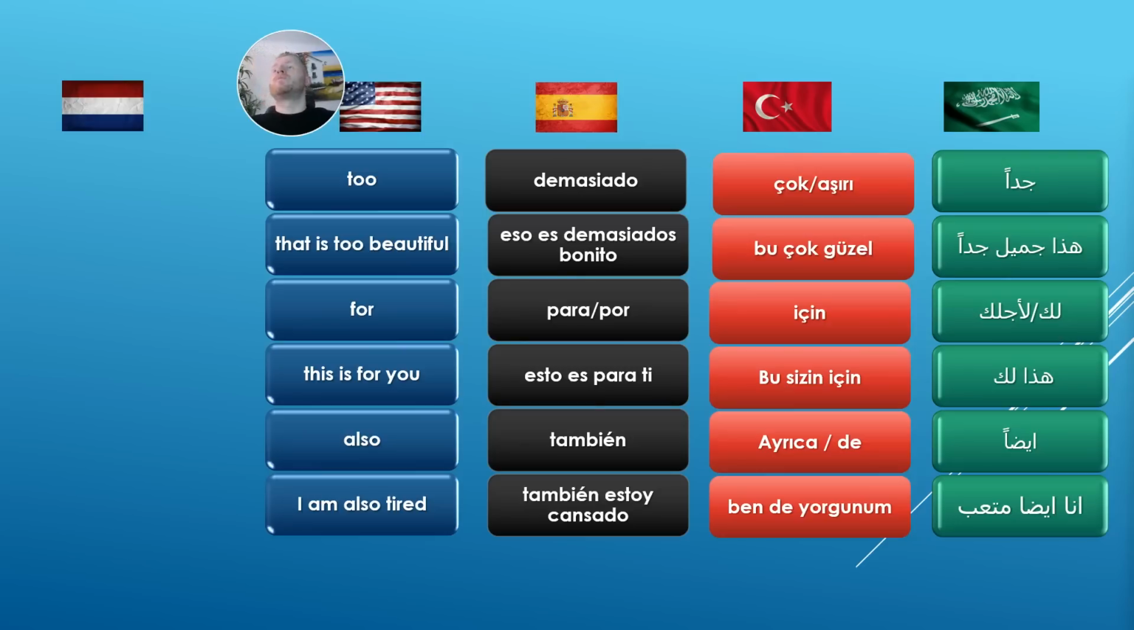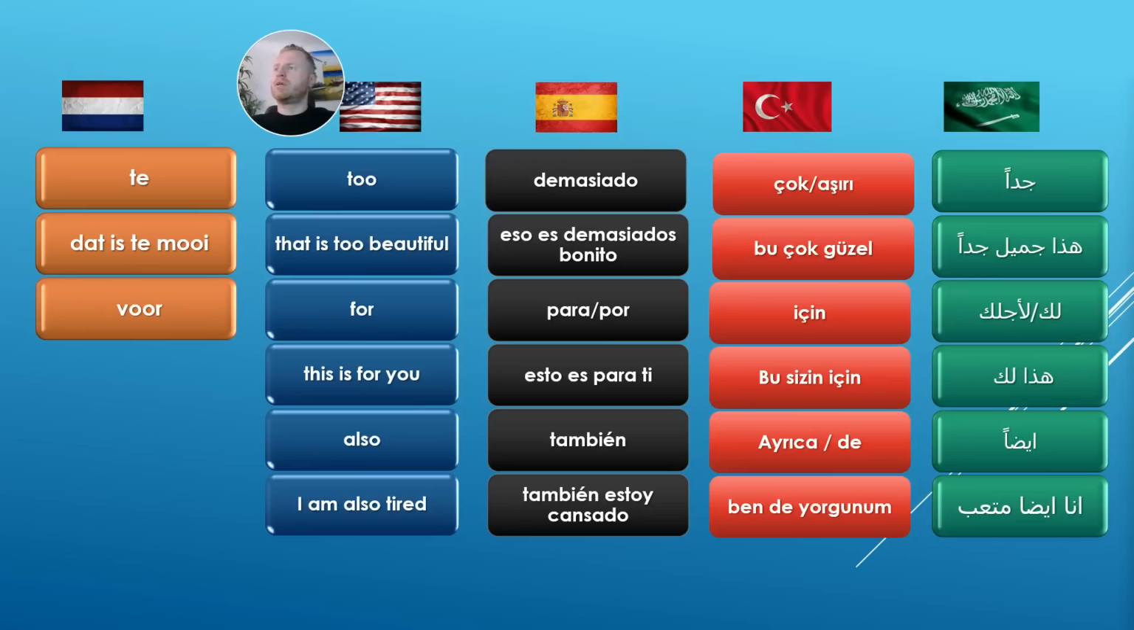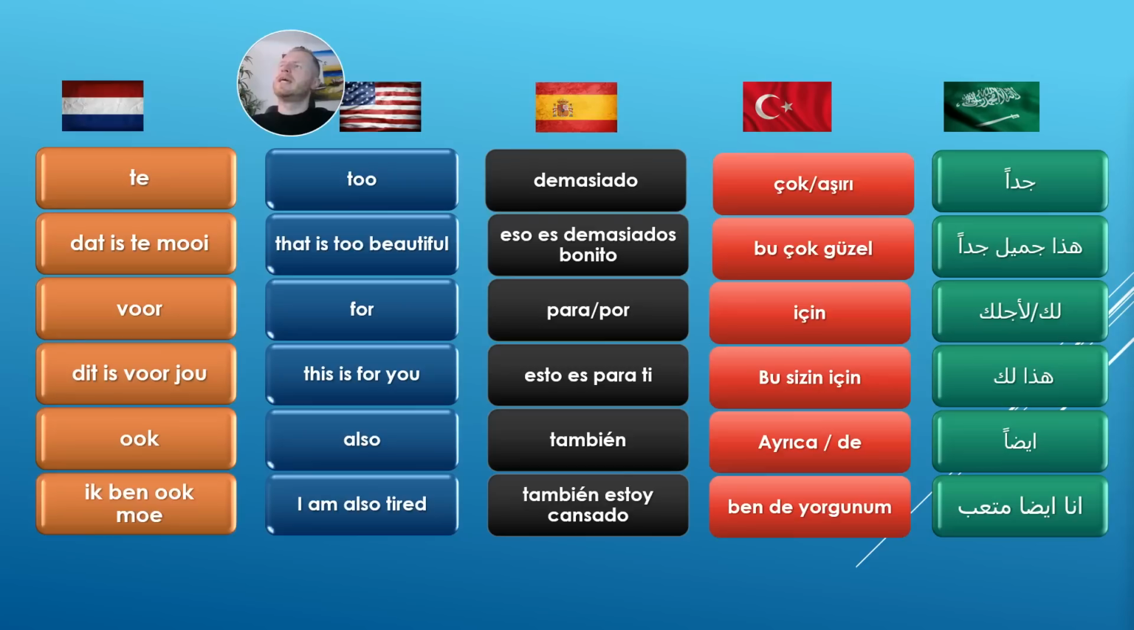Two, in Dutch, te. That is too beautiful: dat is te mooi. For: voor. This is for you: dit is voor jou. Also: ook. I am also tired: ik ben ook moe.